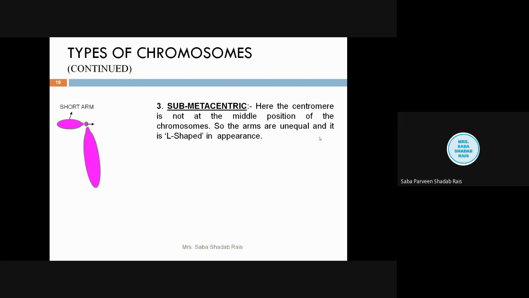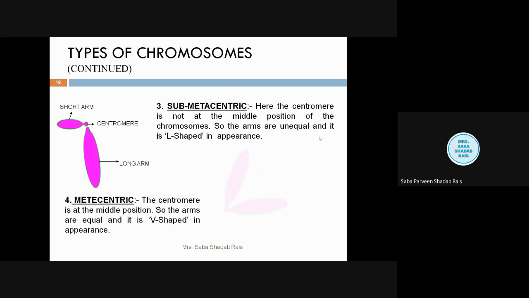Now another category is your submetacentric. The name itself is suggesting submetacentric. That means the chromosome is a bit away from the center. So in this case, your centromere is located some distance away from the middle region. Understood? And this is the reason these chromosomes are called submetacentric.